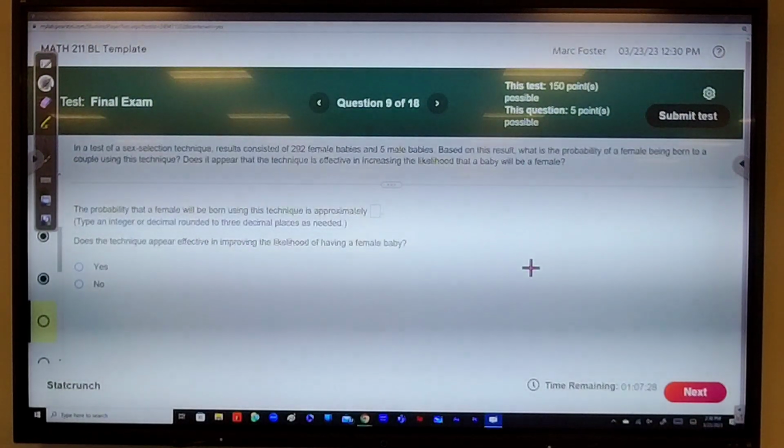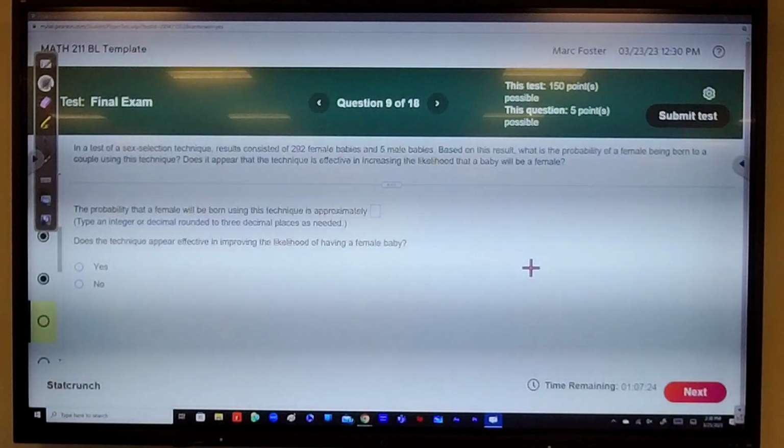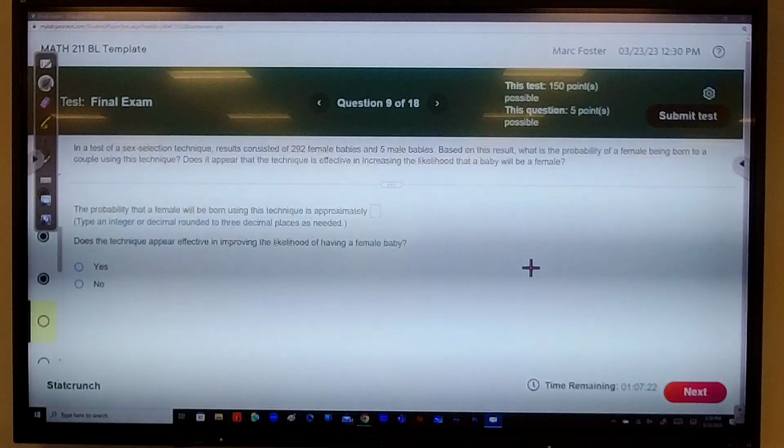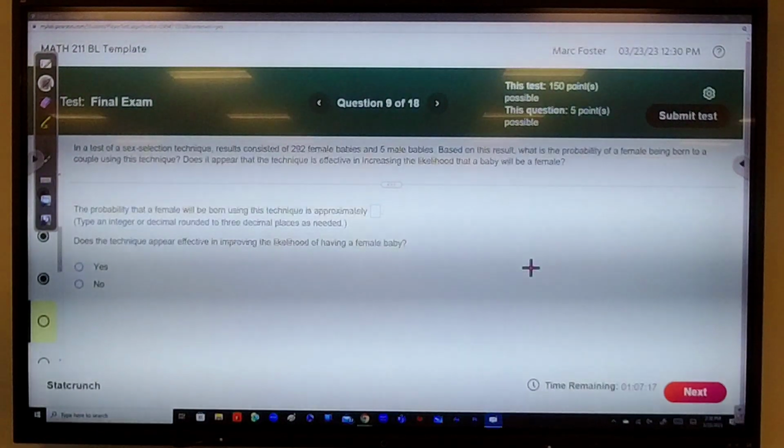All right. We good? Time to engineer some babies with our technique here.